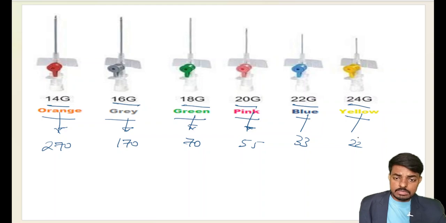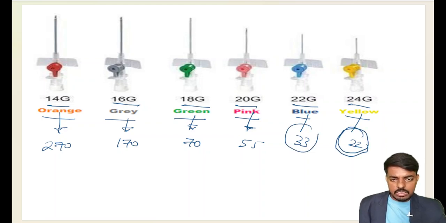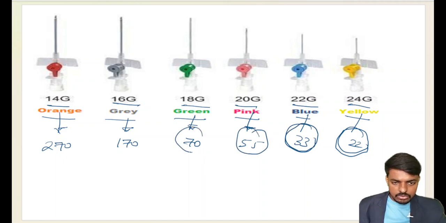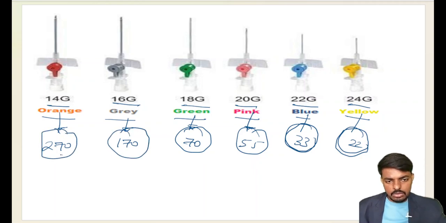To remember it easily, I have mentioned these numbers here. It's 22 to 25, it's 33 to 35, it's 55, it's 70 to 100, it's 170 to 200, it's 270 to 300. Very very important: 70, 70, 70, double five, double three, double two. To keep in your mind, this is the flow rate of the IV cannulas.